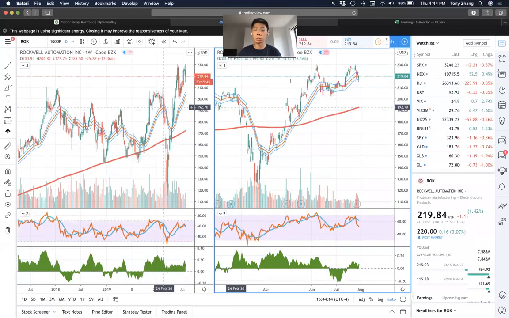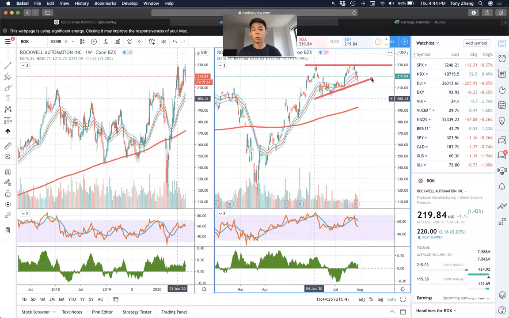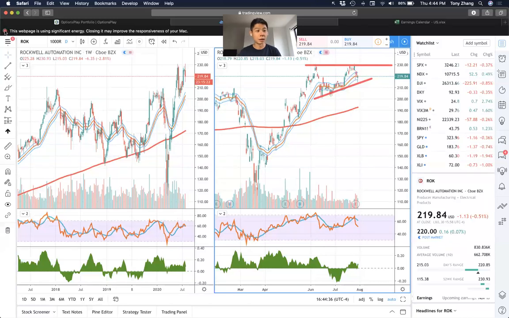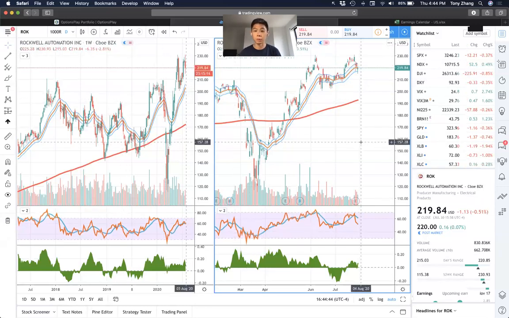ROK, Rockwell Automation. This is one that we quite like. It failed that 230 breakout. So again, if you like the stock, we like it from an automation perspective. This is a theme that we're currently seeing as a result of COVID-19 and just a trend that we're seeing away from globalization to nationalization, where companies that have spent all these years moving their operations and manufacturing offshore are now trying to move it back onshore. And Rockwell Automation is one of the companies that provide the type of professional services and tools to allow companies to onshore their manufacturing. So that is a trend or a fundamental thesis that we can get behind.